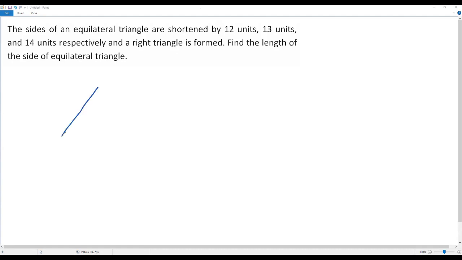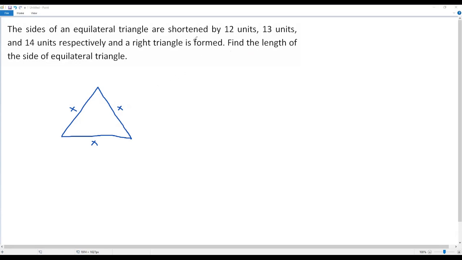Okay, let me draw an equilateral triangle over here. Now we can consider this one as an equilateral triangle. Since it's an equilateral triangle, all the three sides will be equal in length. Let me assume x as the length of each side of the equilateral triangle. According to the question, we have to find the length of the side of the equilateral triangle, that is the value of x. So now we have to find the value of x.